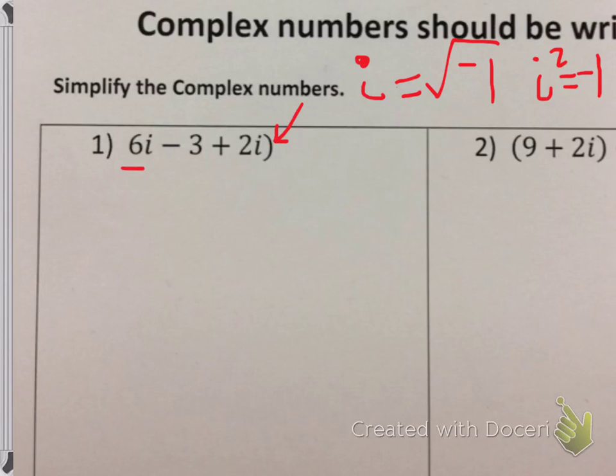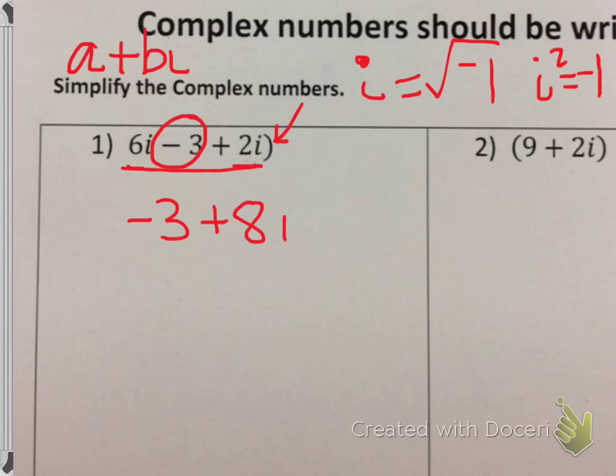When we do addition, we just combine like terms. So we have some i's here and we have some numbers here. When we write our numbers for addition, we want to leave our answers in a plus bi form, meaning the real part comes first and then the imaginary part. So the real part here would be the -3, and then we combine these together to get plus 8i. So our real part came first, our imaginary part came second. That's the correct answer.